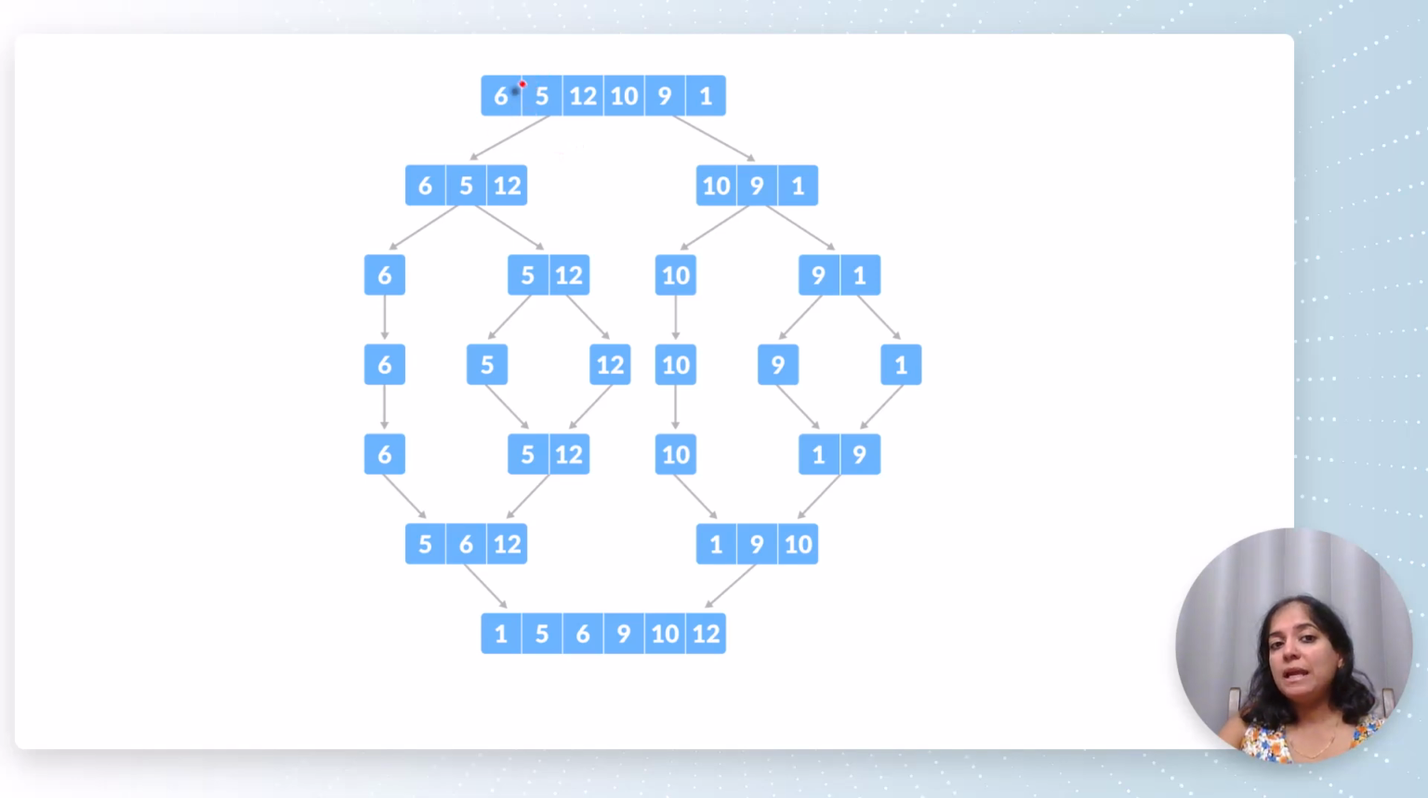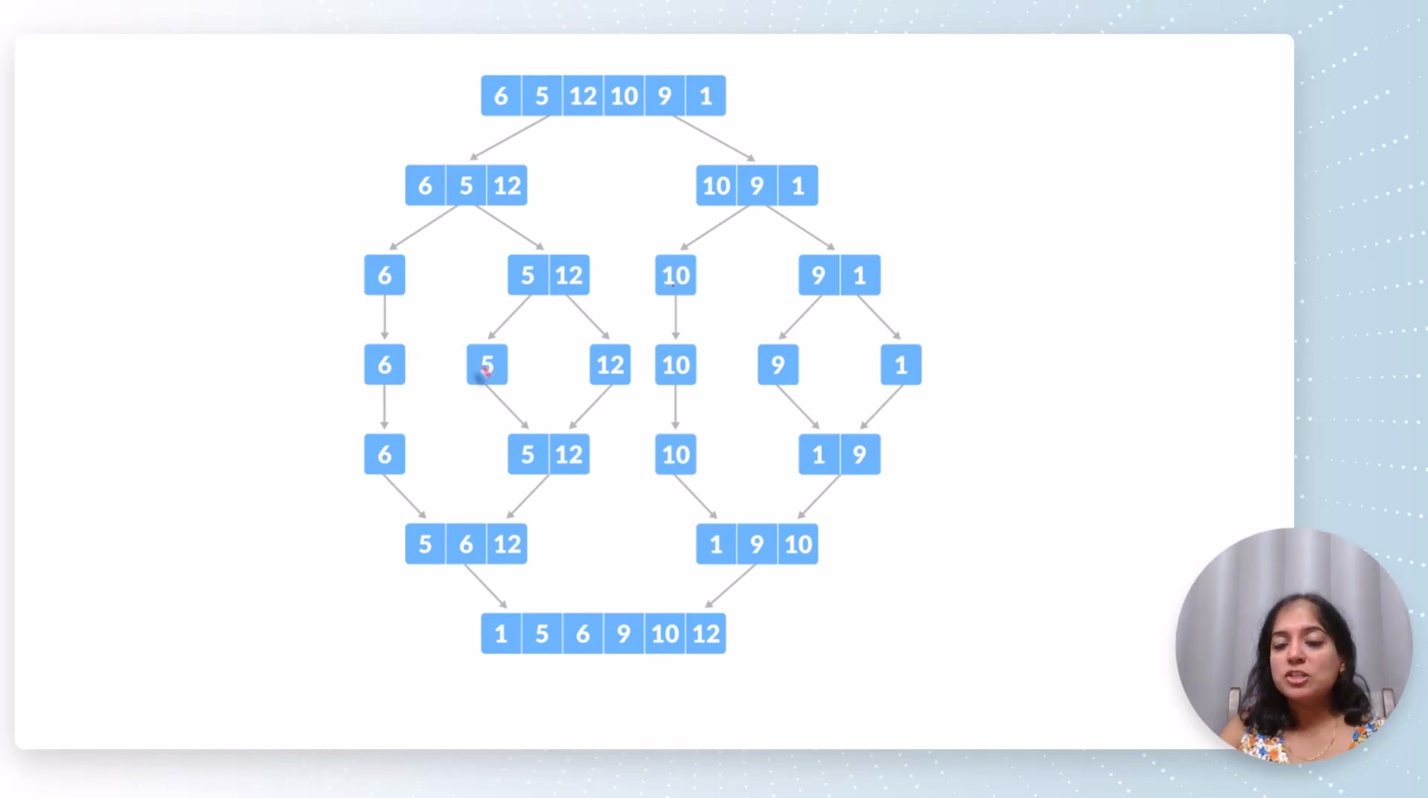One more example, like we are having the elements 6, 5, 12, 10, 9, 1. We split the array into halves. So first array got 6, 5, 12, second got 10, 9, 1. Then we perform the recursive splitting. So one element 6 and 5, 12. Then one element 10 and 9, 1. 6 is a single element, so it cannot be split further. 5 and 12 can be split into 5 and 12. Then 9 and 1 can be split into 9 and 1.